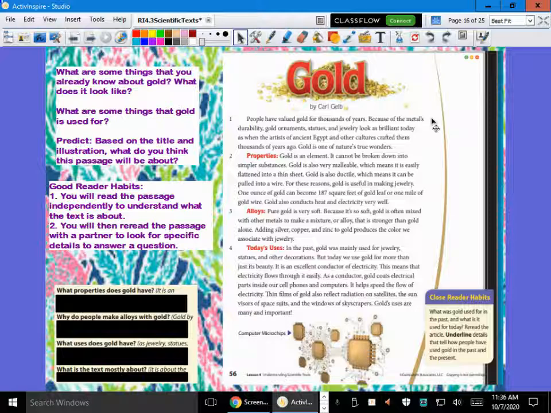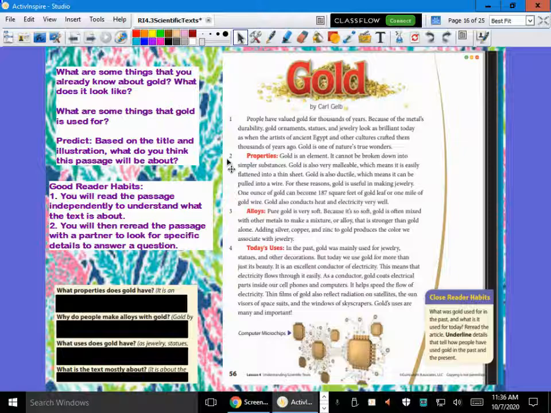People have valued gold for thousands of years. Because of the metal's durability, gold ornaments, statues, and jewelry look as brilliant today as they did when the artists of ancient Egypt and other cultures crafted them thousands of years ago. Gold is one of nature's true wonders. Properties. Gold is an element. It cannot be broken down into simpler substances.